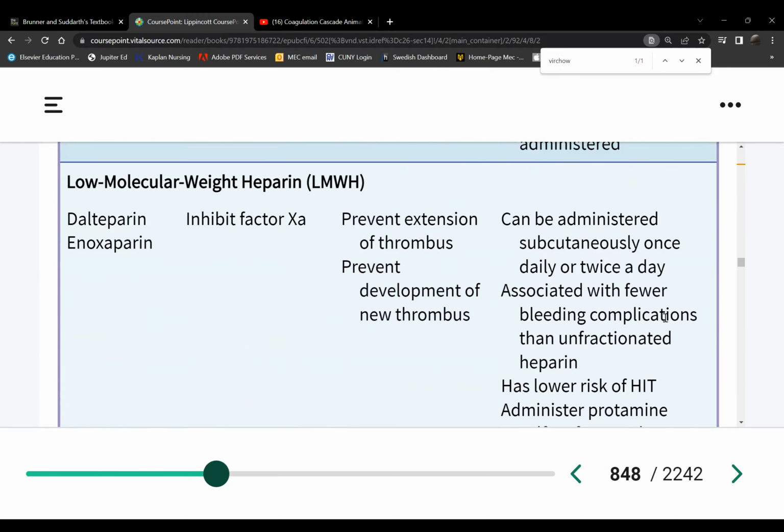So who's given low molecular weight heparins? Again, low risk PE, asymptomatic or very little symptoms, stable hemodynamically. They can be put on Lovenox or dalteparin. I think it's Fragmin. Yeah, I think it's Fragmin. And then, another thing about low molecular weight heparin is that the dosing is weight-based.